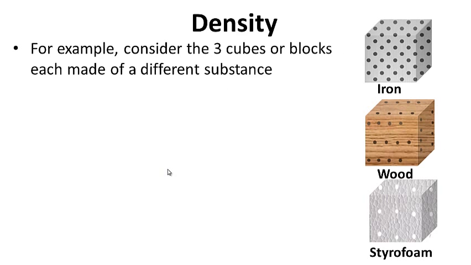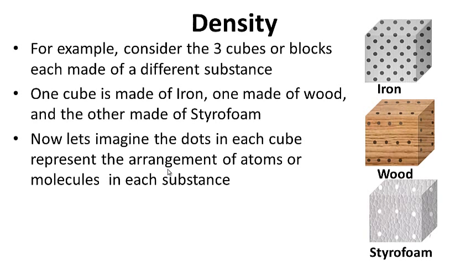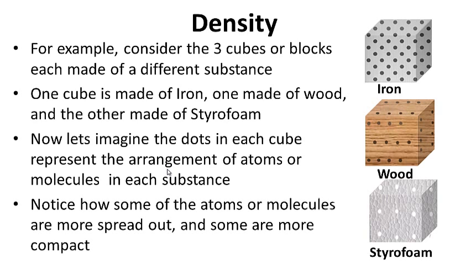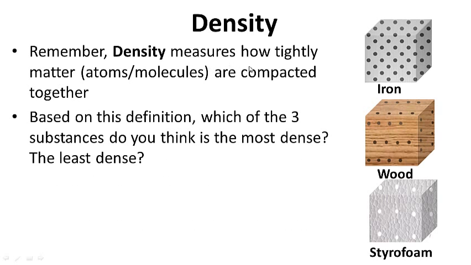Consider the 3 cubes or blocks to the right here, each made up of a different substance. One cube is made of iron, one's made of wood, and the other made of styrofoam. Now let's imagine the dots in each cube represent the arrangement of atoms or molecules in each substance. Notice some of the atoms or molecules are more spread out, and some are more compact. So density measures how tightly matter, atoms, or molecules are compacted together.